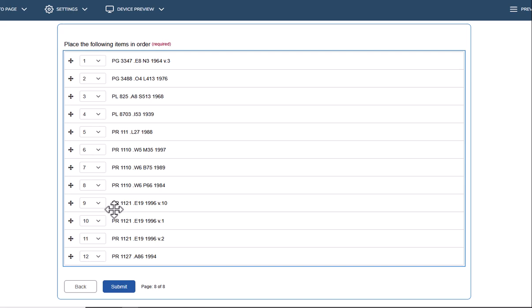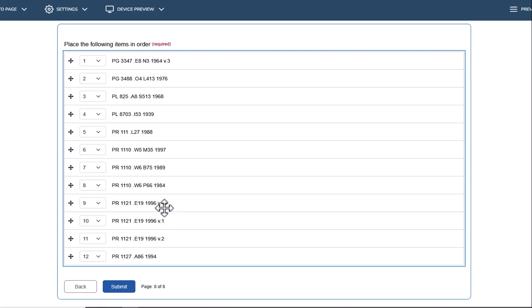Now we have these three PR 1121s, these here, and I can see going through this call number, this is basically all the same, 1121.E19, all the way up until the date. And then the date is even the same. It's 1996, 1996, 1996. Okay, so now we have to look at the volume number.